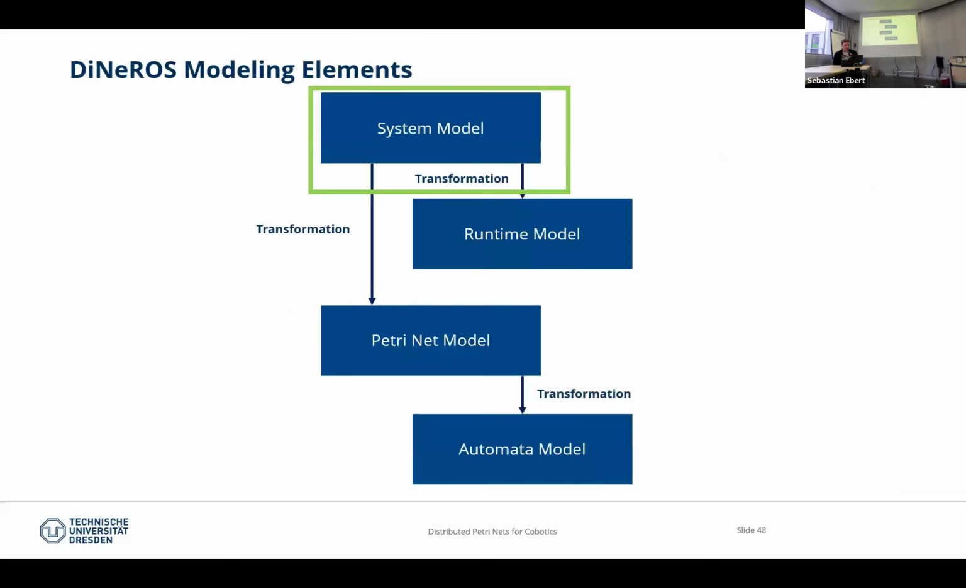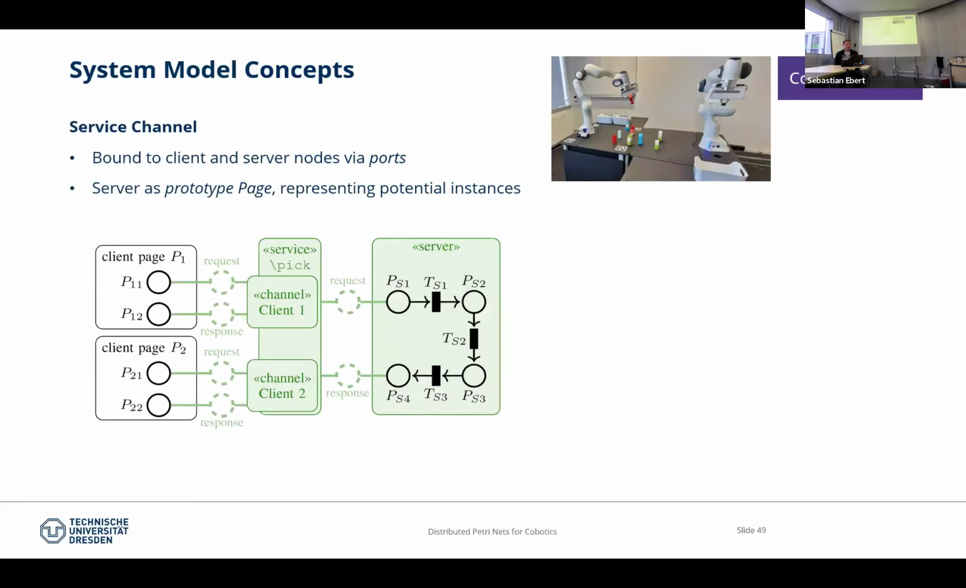The system model, to go back to the top of our modeling phase here, contains much more abstract descriptions. And the first ones of them are basically our channels, which are the first-class service channels. We see it here as an example on the bottom side, which is connected to our sorting example, where we have a pick service with the server on the right side, so the channel is in the center, and the server is marked in green.